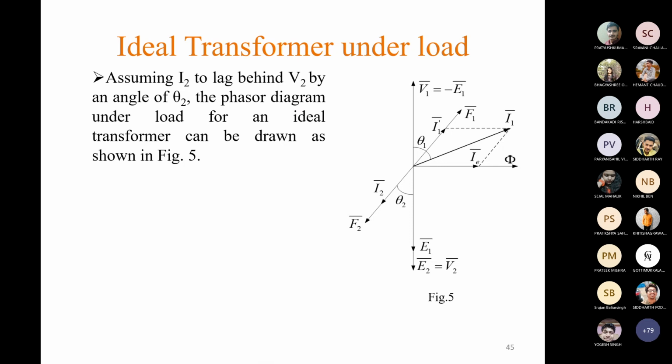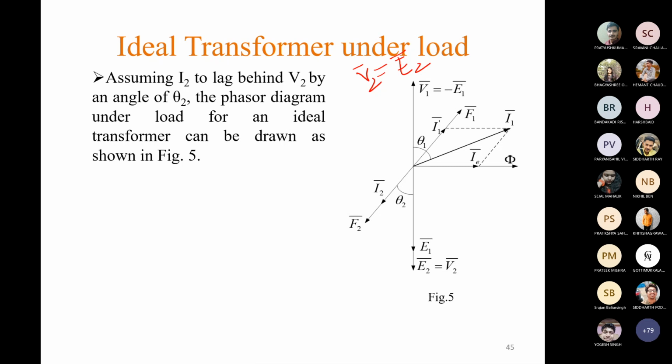So now we have to draw the phasor diagram of an ideal transformer under loaded condition. Let us consider the secondary current I2 lags the secondary voltage V2. V2 is the voltage across the load terminals, and this V2 is equal to E2 because we have considered no winding resistance and no leakage flux, that means no leakage reactance also. So V2 equals E2 for an ideal transformer.